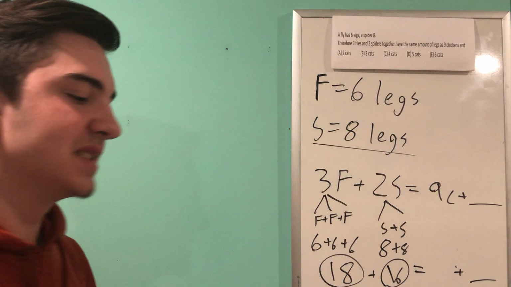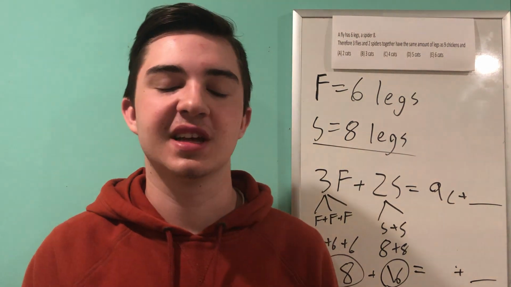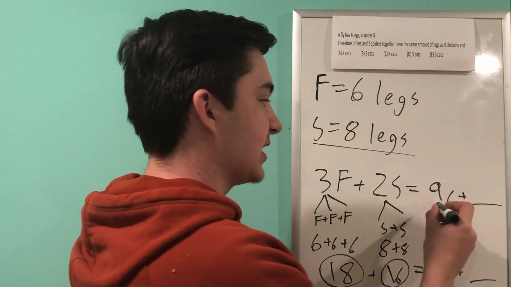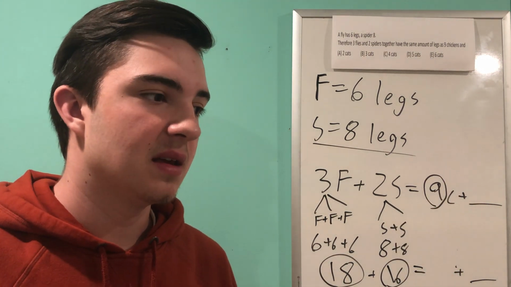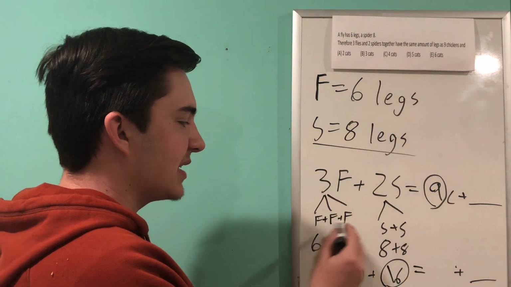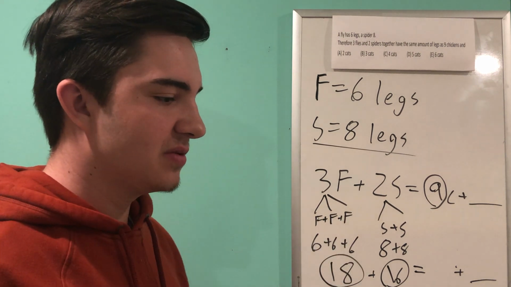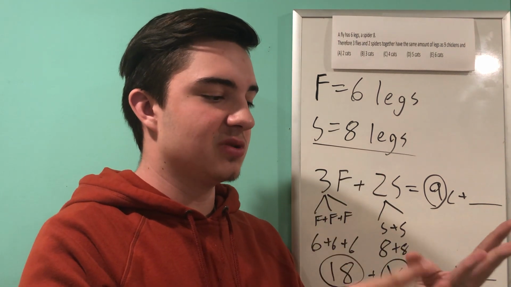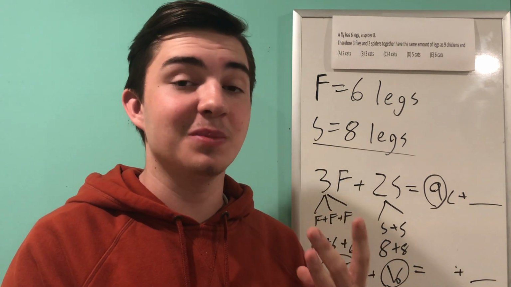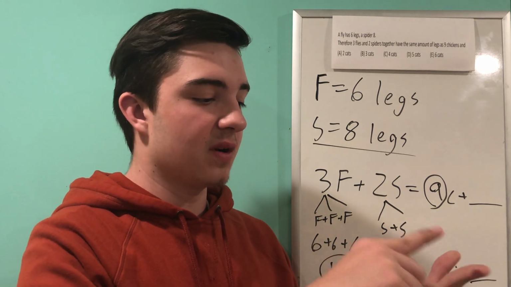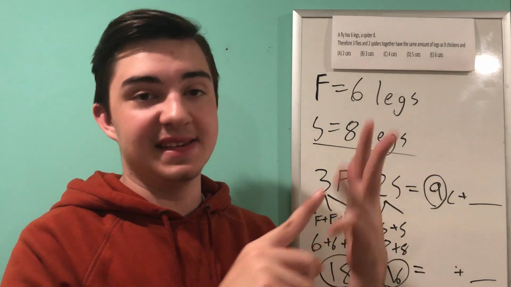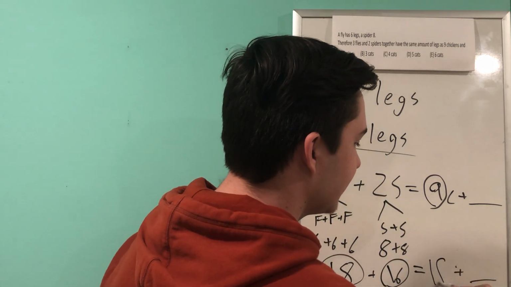Now let's break down the 9C. First of all, how many legs do chickens have? Well, one chicken has two legs, right? Now we have nine of those chickens. So how do we do that? Well, let's count by twos nine times, right? Because look, I can count by threes three times here, 3 plus 3 plus 3. So let's do that. 2 plus 2 plus 2 plus 2 plus 2 plus 2 plus 2 plus 2 plus 2. And if you were counting and adding, that would be 18. 2, 4, 6, 8, 10, 12, 14, 16, 18. And that's nine of them. So that's equal to 18 plus that.